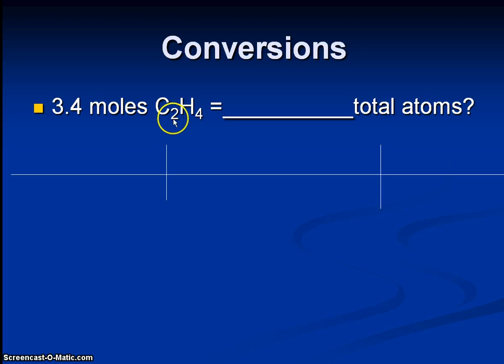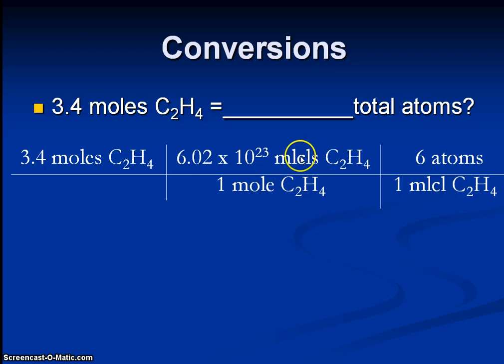So when we use Avogadro's number, it will not turn it into atoms, it'll turn it into molecules, because this is not an atom, this is a molecule. Once we have molecules, we can say that for every 1 molecule of C2H4, there's a total of 6 atoms, because we have 2 carbons and 4 hydrogens. So that gives us 1.22 times 10 to the 25th.